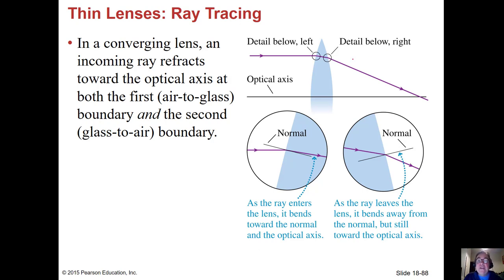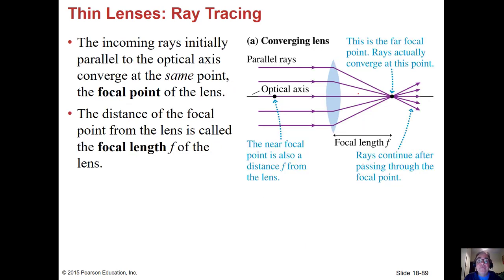Okay, so the way this is happening is it's being refracted at the first surface and then at the second surface again. Here are parallel rays coming in, hitting the lens, and then they're bent through a special point called the focus. So if you wanted to start a campfire, this is where the rays would be all bent towards, a special place called the focus.